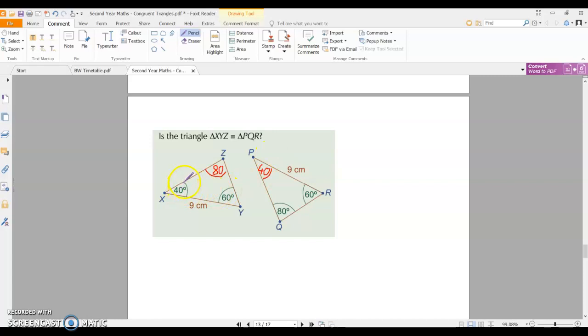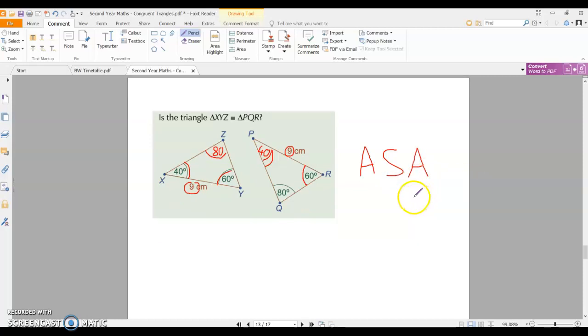So just with that information filled in, let's see if we can say they're congruent now. So I've got 40, and then 9, and then 60. 40, and then 9, and then 60. So yes, I do. I've got angle, side, angle. So yes, the two of those are congruent by angle, side, angle, by ASA.